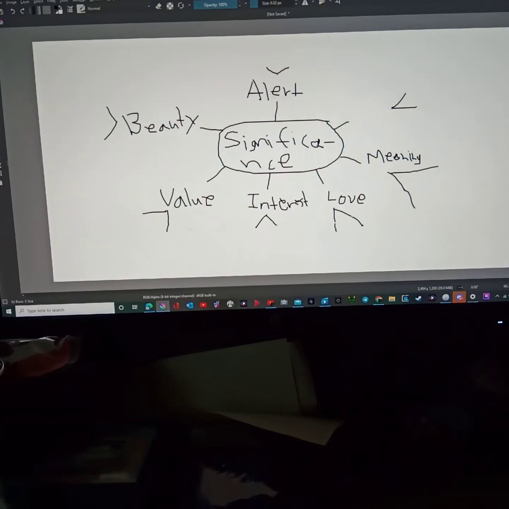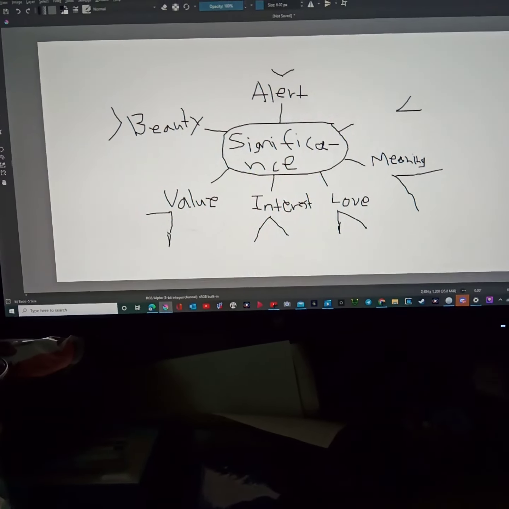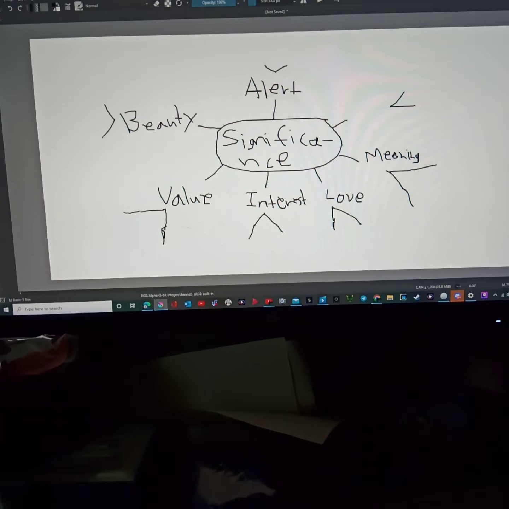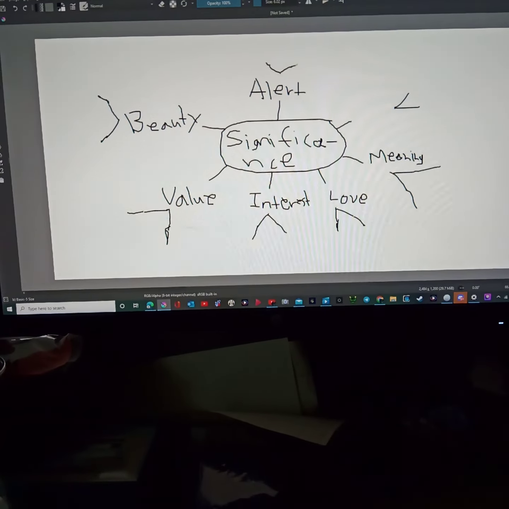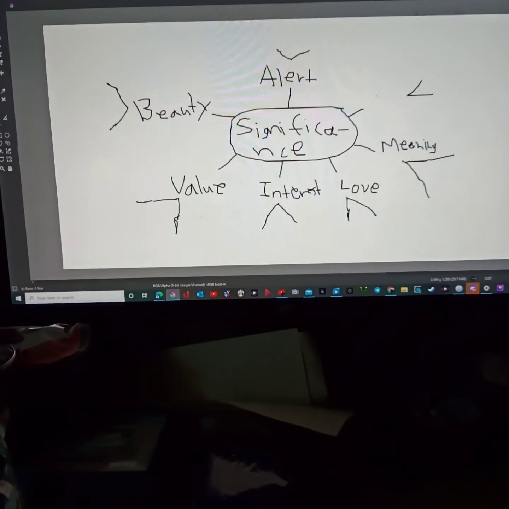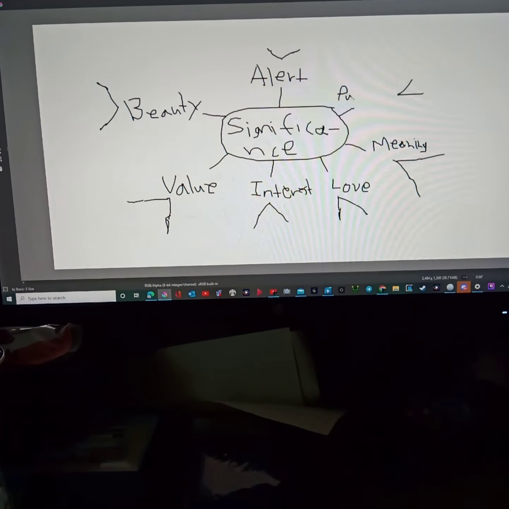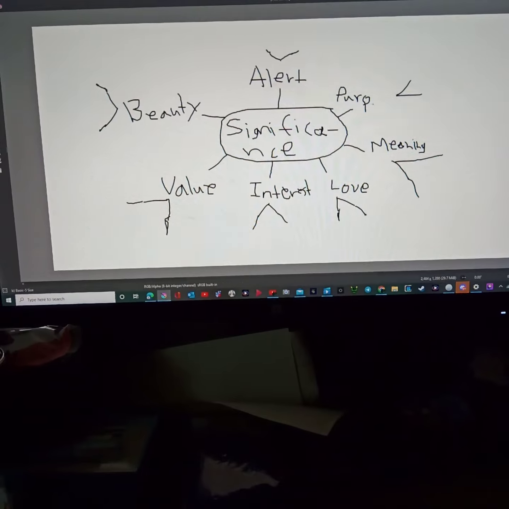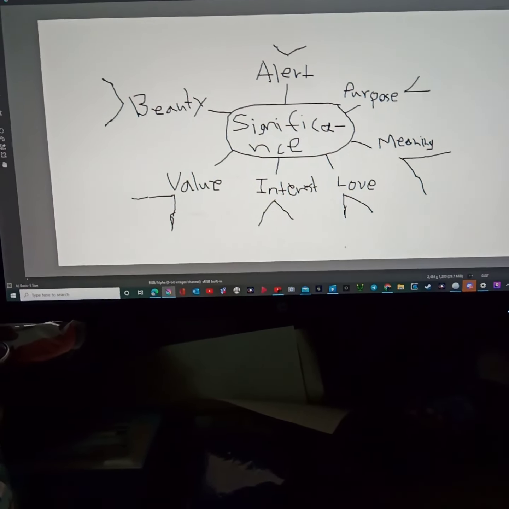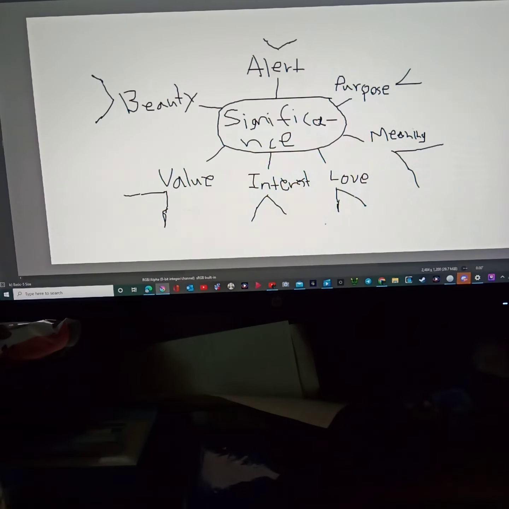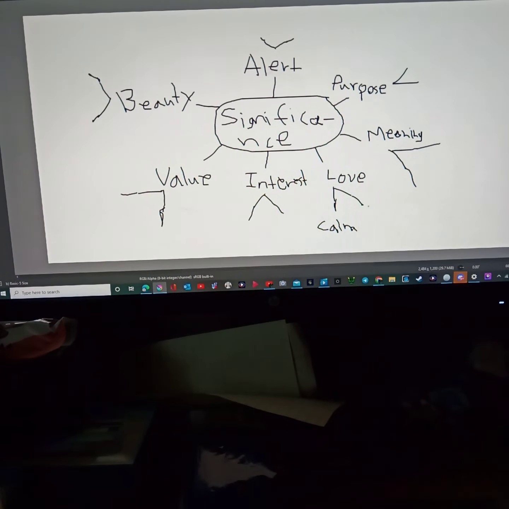These little branches. Okay, just making the branches a little longer. And that should be fine. Then the last one we'll put is going to be purpose. Under love, I'm going to put calm and empathy.